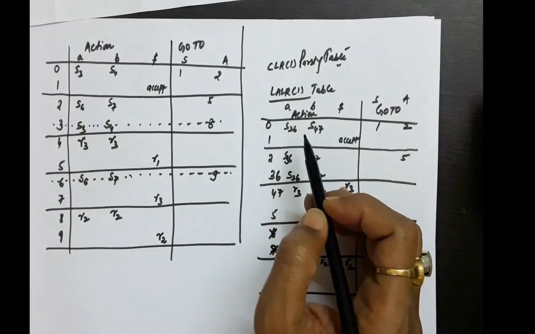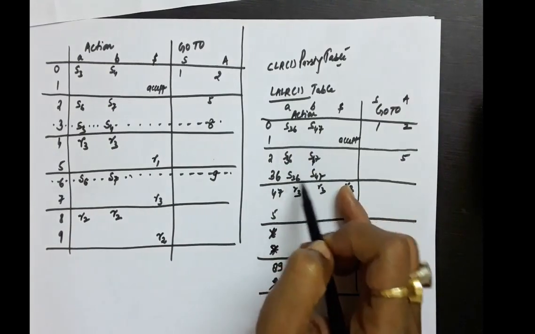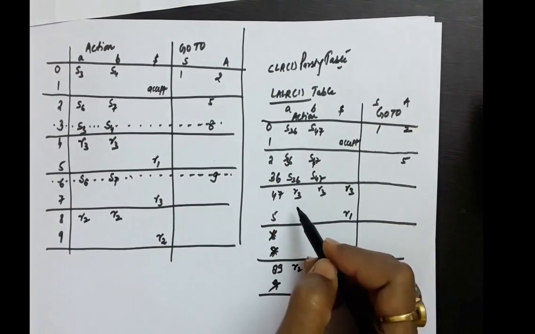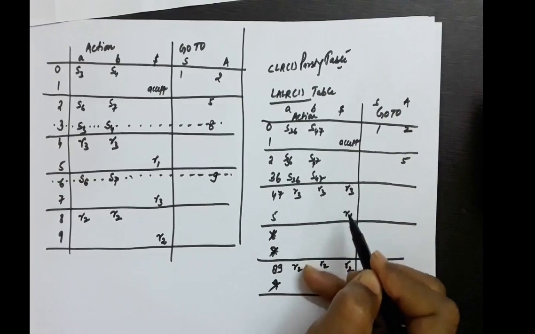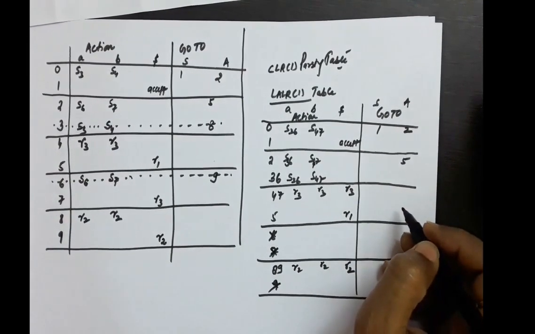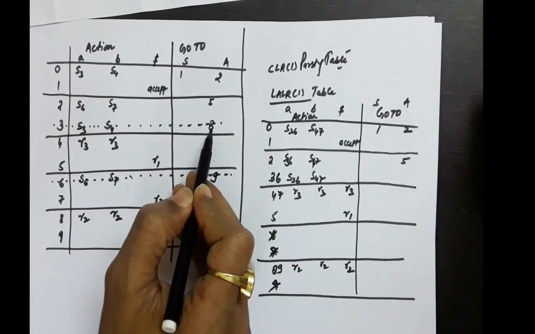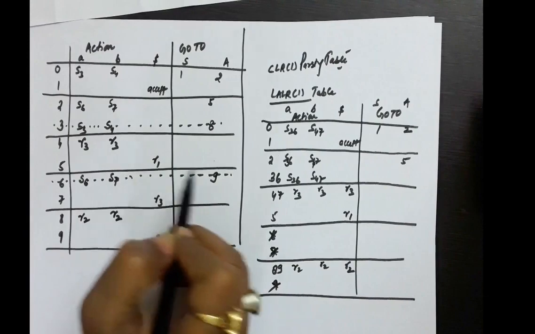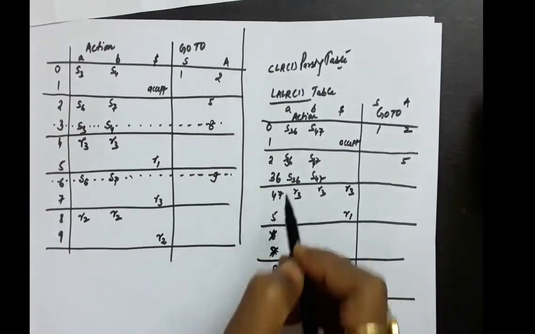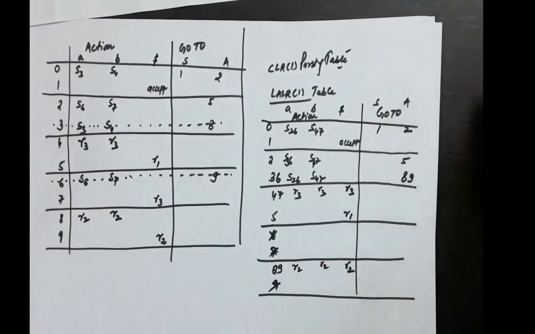The changes in the numbers are there for the shift operations, but not for the reduction operations. Why is it not for the reduction operations? Because the reduction operation is telling you the production number to use for the reductions. Okay. Now there is one more change here. Here you can see that in the 3 state on A you're going to 8, and in the 6 state on capital A you're going to 8. So in the 3, 6 state on capital A you will be going to the 8, 9 state.